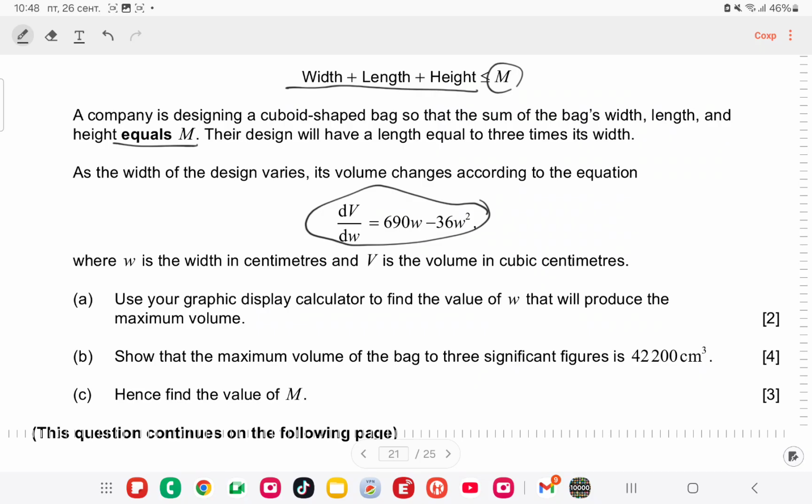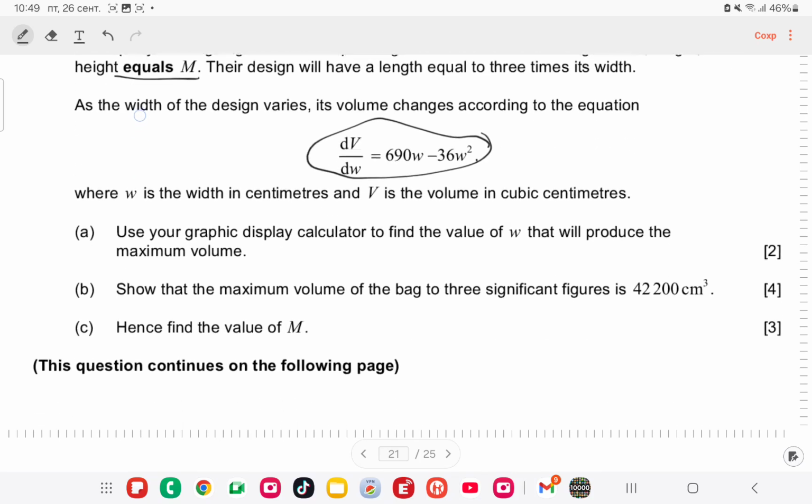As the width of the design varies, its volume changes according to this equation, where W is the width in centimeters and V is the volume in cubic centimeters. And the first question: use your graphic display calculator to find the value of W that will produce the maximum volume. So first of all, maximum volume.